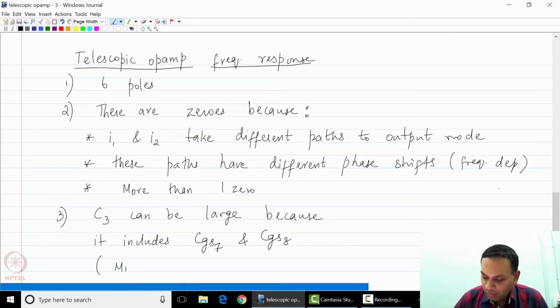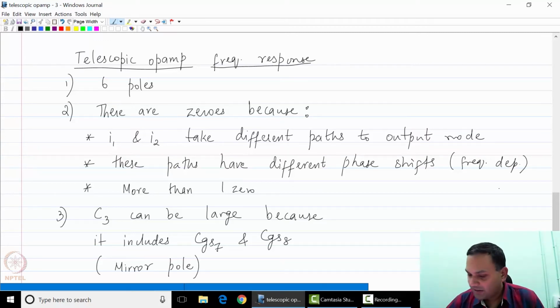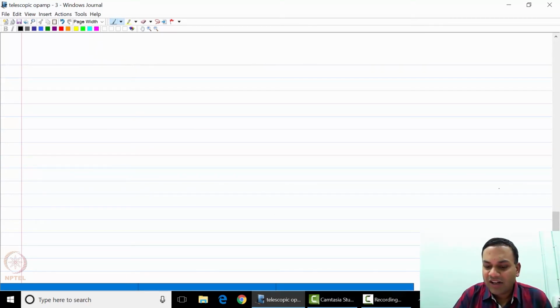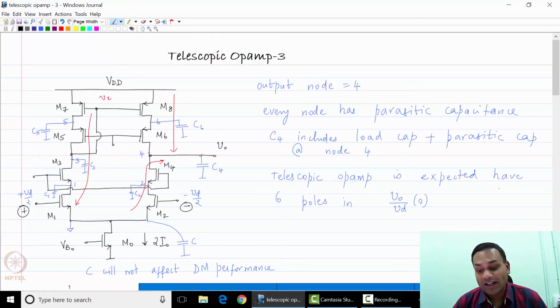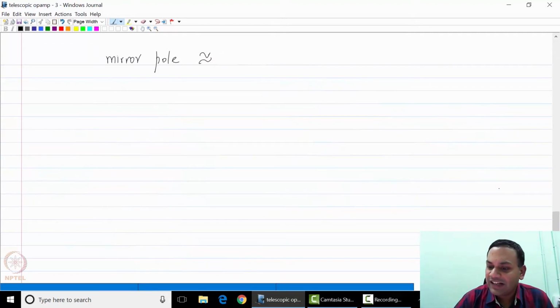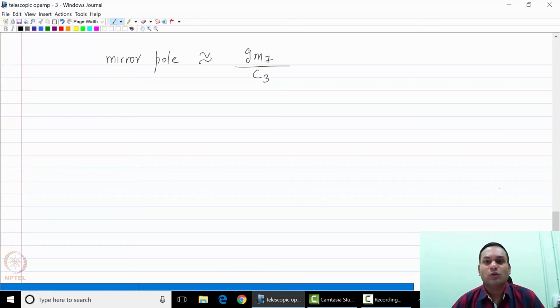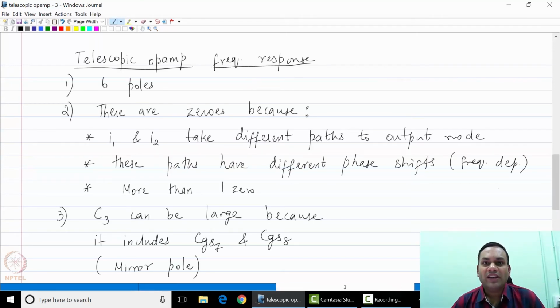This is the mirror pole. Please note that the mirror pole will be approximately at a frequency given by the conductance at that node, which happens to be 1 over GM7. We have calculated that in a different lecture. So the mirror pole will be approximately GM7 over C3, and this would be one of the important non-dominant poles of the system.